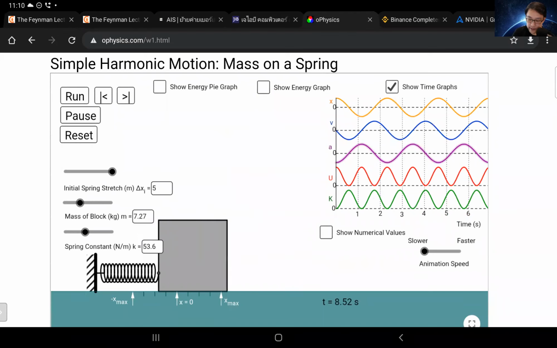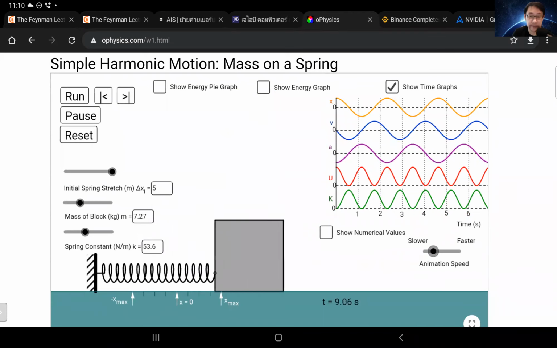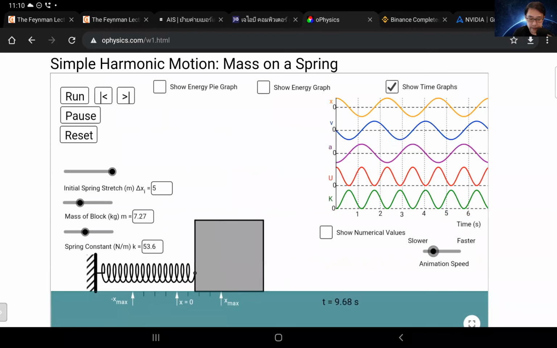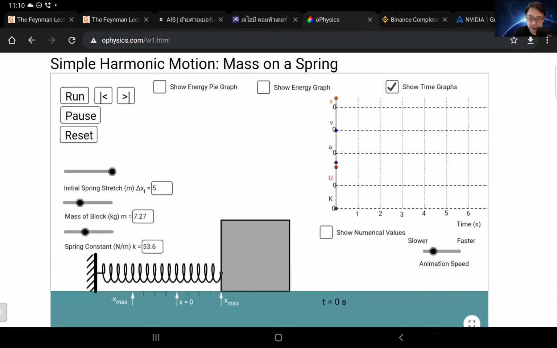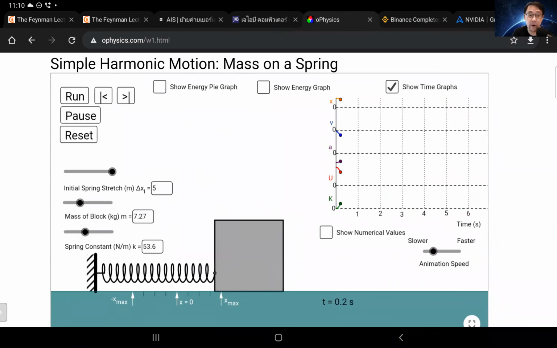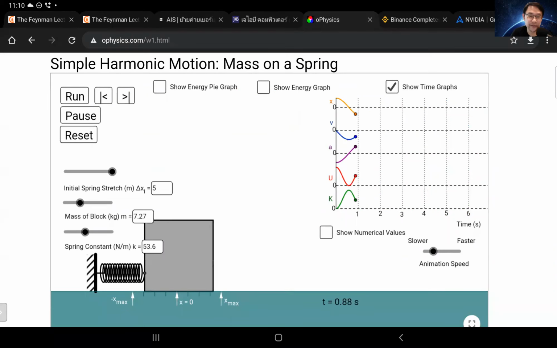All right. I can make the speed a little faster. Okay. All right. Let's reset and run again. All right. You guys can play this around at home if you want to do that.